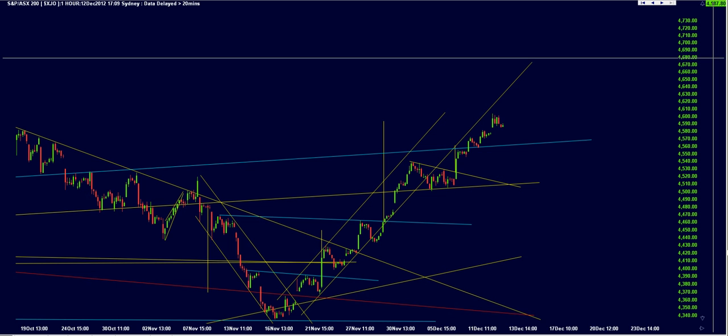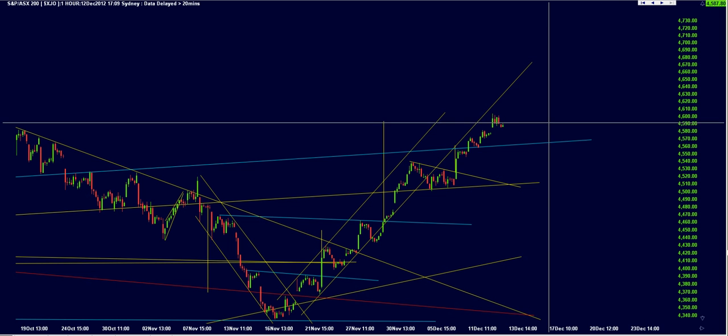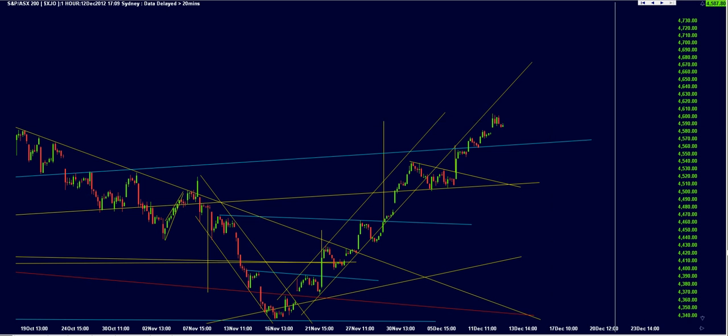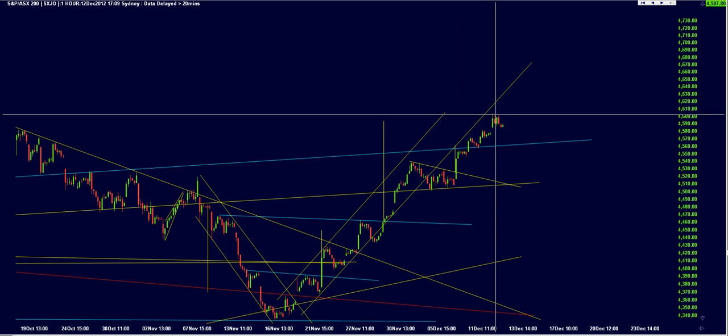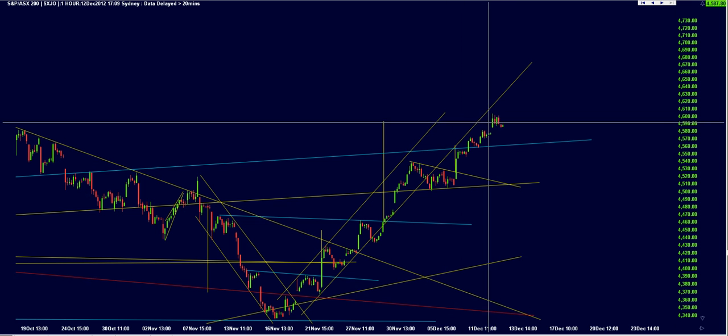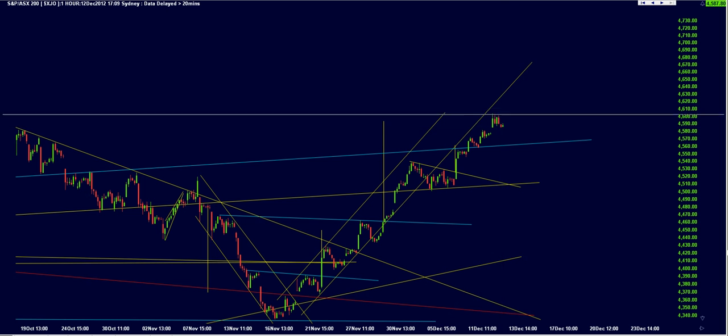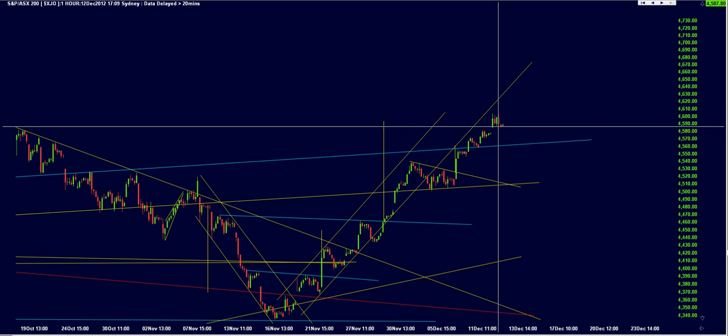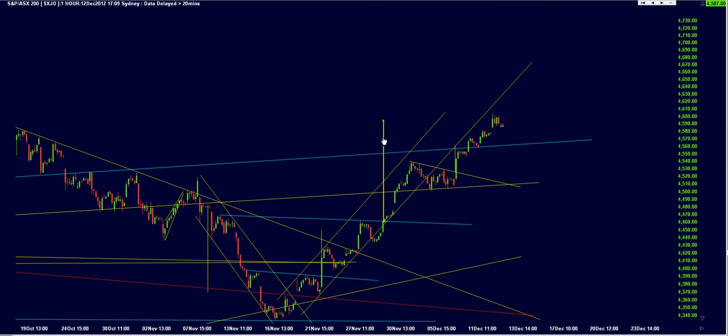Looking here on the hourly chart of the ASX 200, in today's trade, we achieved our minimum expected target around that 4,595 area that we were talking about. And as you can see, when we got to this level today, the market went a bit sideways to down. But that target was definitely achieved, and that's just by measuring the depth of this pattern and adding that on to the breakout.